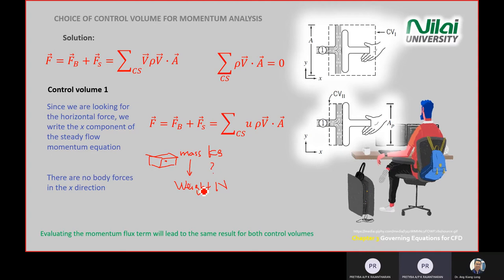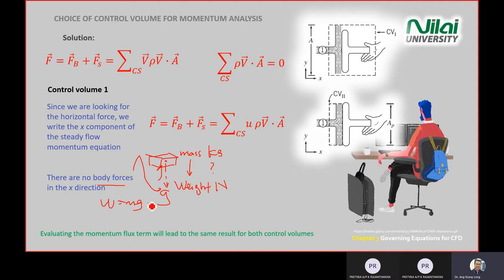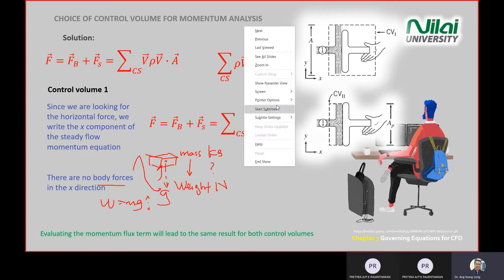It's because we have gravity. What is the direction of gravity? Negative direction, downward, sir. So this answers why there is no body force. Body force only links up with the gravitational effect on the mass. So W equals mg just now. The direction of g is the y direction, so it is the j hat. So this explains why there is no body force in the x direction.